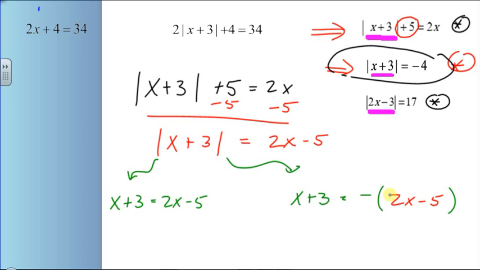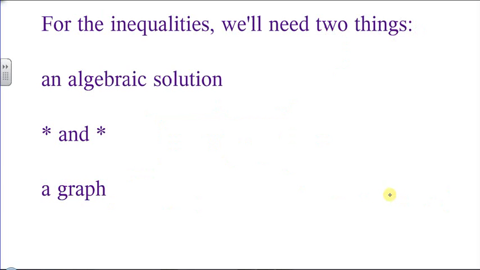You can try to solve both of those, see the answers you get, and be sure to check them. We're going to move on to inequalities at this point. And with inequalities, we're going to have 2 parts to an answer. Well, the good news is we don't have to check the inequalities. We're not going to give you ones that don't work out. But we will have to state our answer 2 ways, as an algebraic solution and as a graph. So we'll do that with the problems that we're going to tackle next.